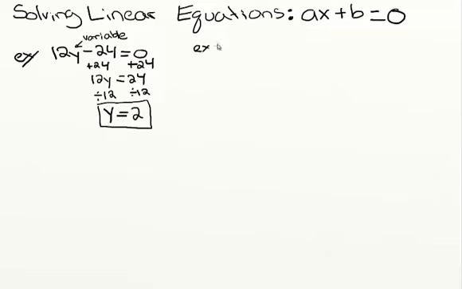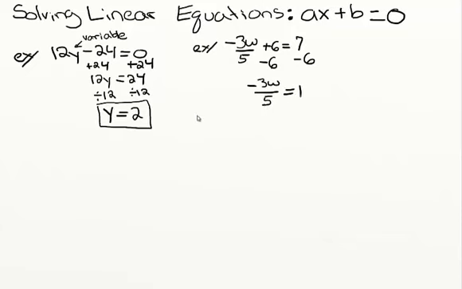Let's take a look at another example. Say we have negative 3w over 5 plus 6 is equal to 7. So first we'll look at this addition operator, and we're going to take the opposite of that, which is subtraction. So we'll subtract 6 on both sides. That's going to leave us with negative 3w over 5 is equal to 1. So now we're left with negative 3w over 5 on one side and 1 on the other side.